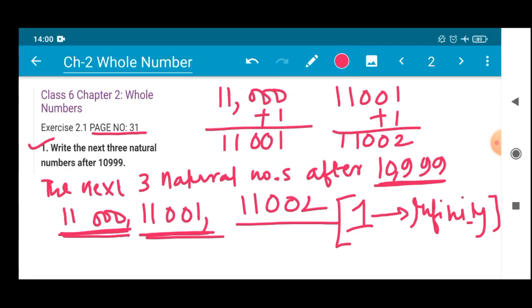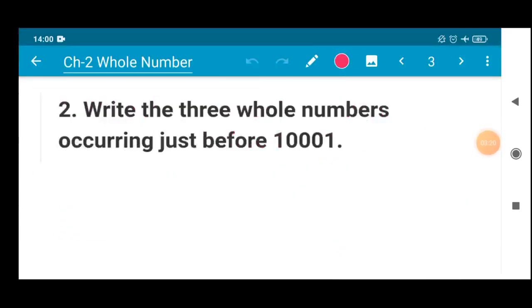This is over. We will be solving question number 1 to 4 in this session. Okay, from question number 1 to 4 we will be solving in this session. So let's proceed to question number 2.